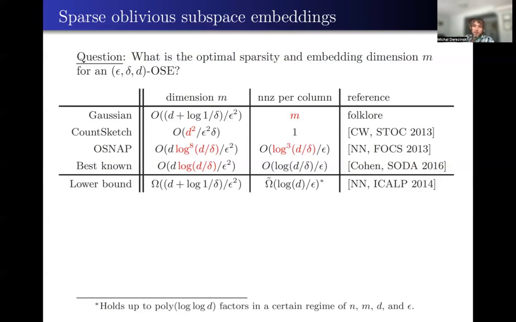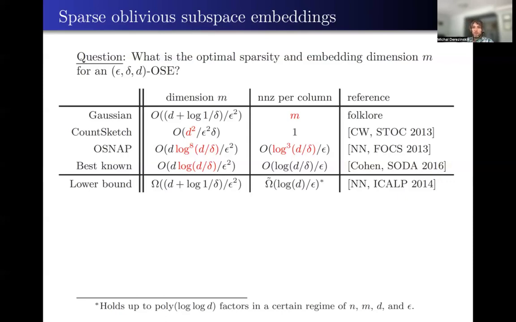So there has been quite a bit of progress on this, and there has also been a lower bound, which basically says, well, the embedding dimension obtained by Gaussians is essentially optimal up to a constant factor. And in fact, to achieve this embedding dimension, the lower bound says we should expect to need roughly log d over epsilon non-zeros per column.